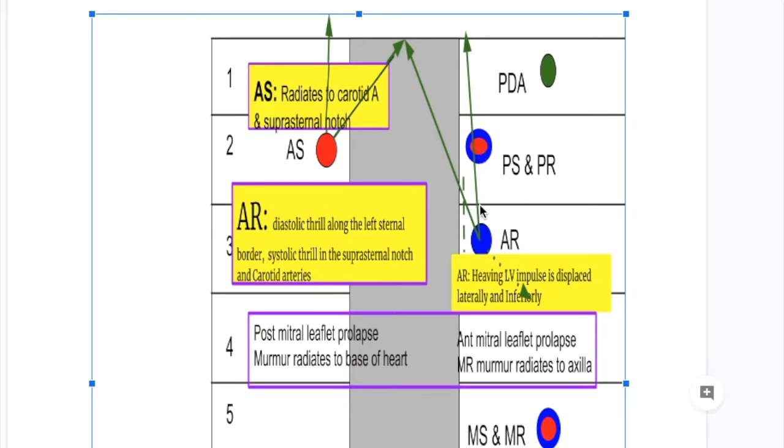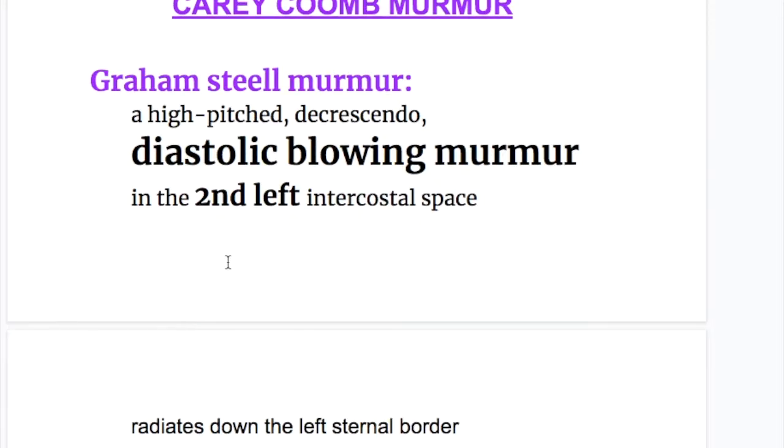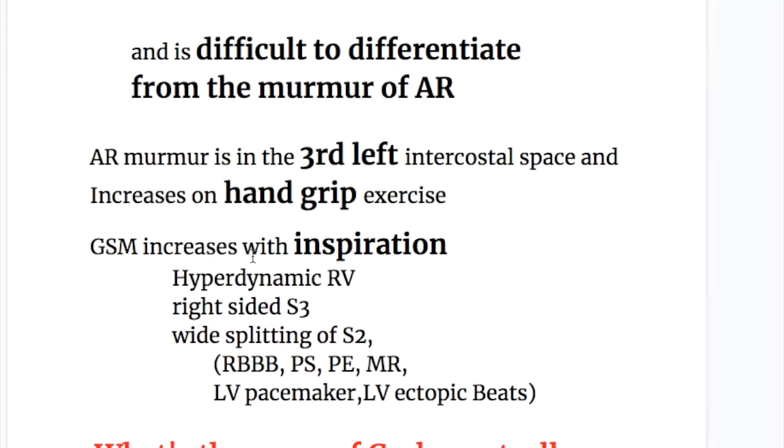The murmur is difficult to differentiate from the murmur of aortic regurgitation, which is heard in the left third intercostal space. Both of them are diastolic. So, Graham Steell murmur is a high-pitched decrescendo diastolic blowing murmur in the second left intercostal space that radiates down the left sternal border. As I already told, it is difficult to differentiate from the murmur of aortic regurgitation, which is in the third intercostal space.